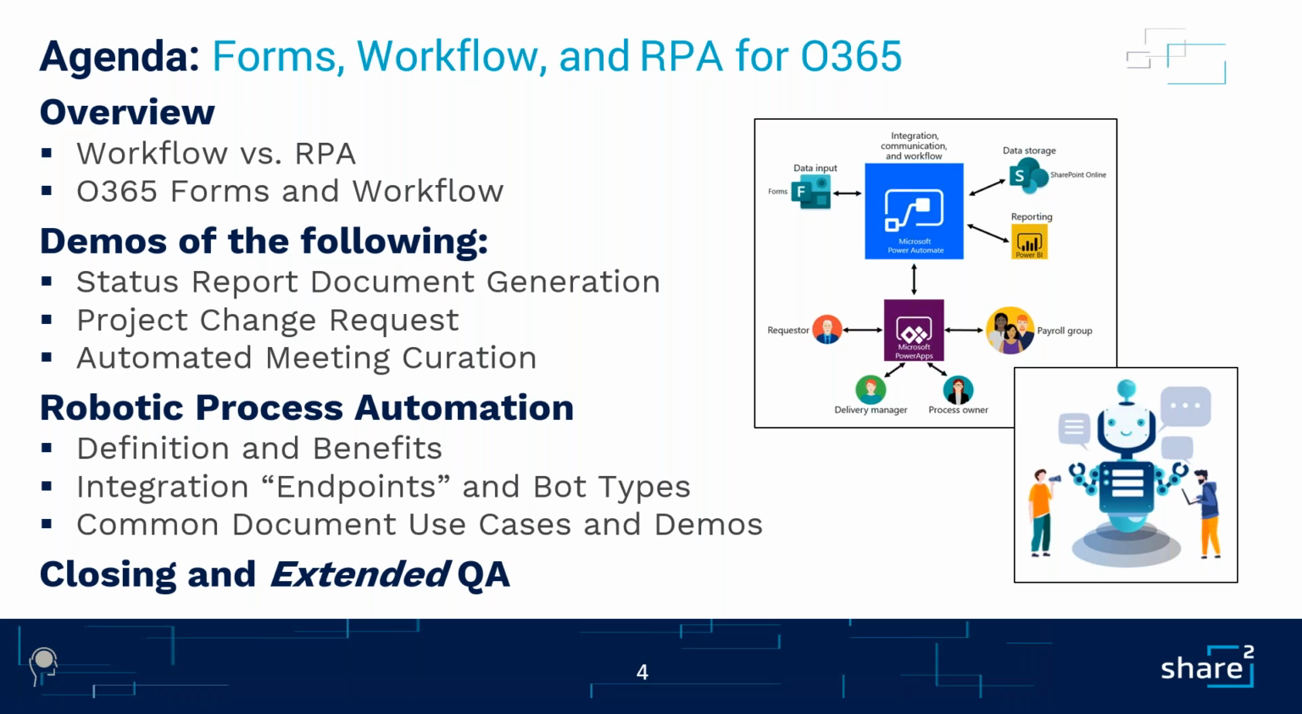And then we'll also talk about what's new, and then we'll move to the demos with Jim and me co-presenting a status report, document generation application, project change request, and then automated meeting curation. And then we'll turn it over to Joe to cover the RPA definition and benefits, how it integrates with various components from files to systems to desktops and things like that, and the different types of bots, and some common document use cases and demos. And then we'll do the closing, and we'll stick around, as I said, for 15 minutes to continue doing Q&A.